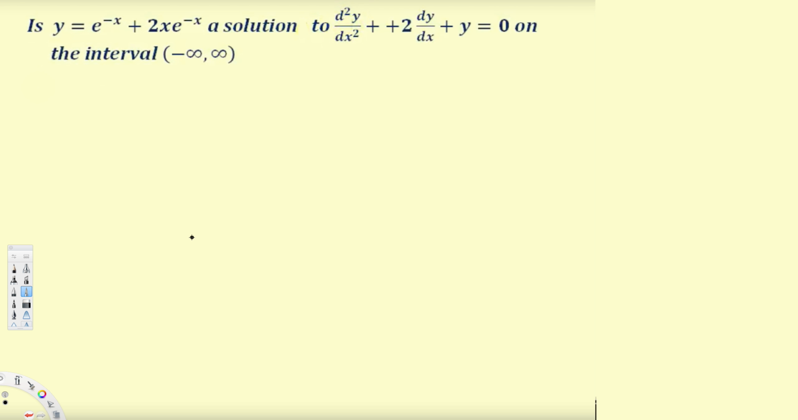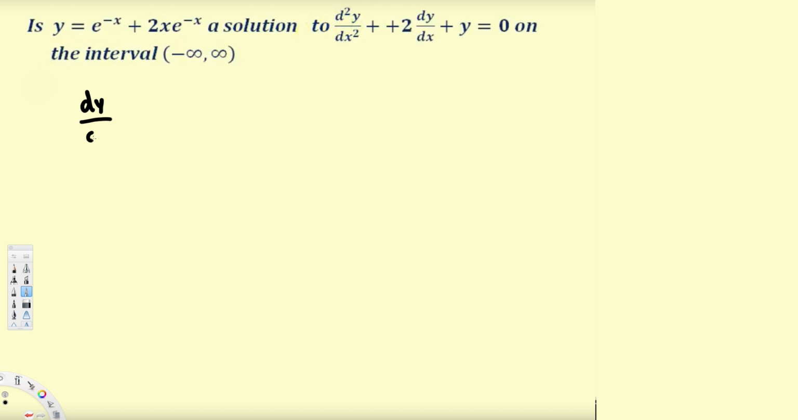What's going on, guys? In this video we are going to see how to verify whether a given function is a solution to the given differential equation. If you look at the differential equation, we have the second derivative, the first derivative, and y equal to 0. In order to verify whether this given function is a solution, we have to find the first derivative and second derivative, apply them in this equation, and figure out whether it gives us 0.